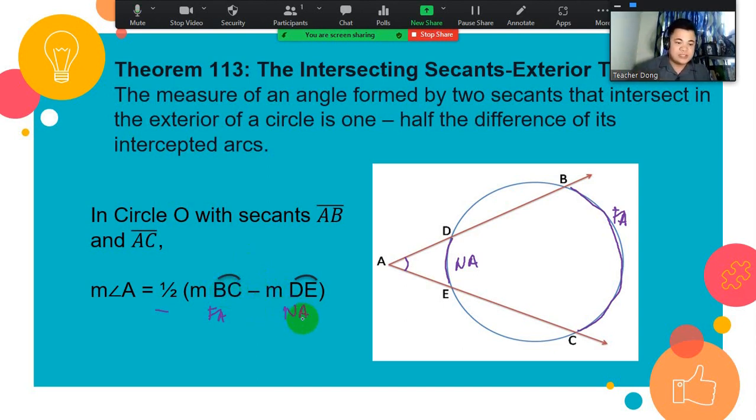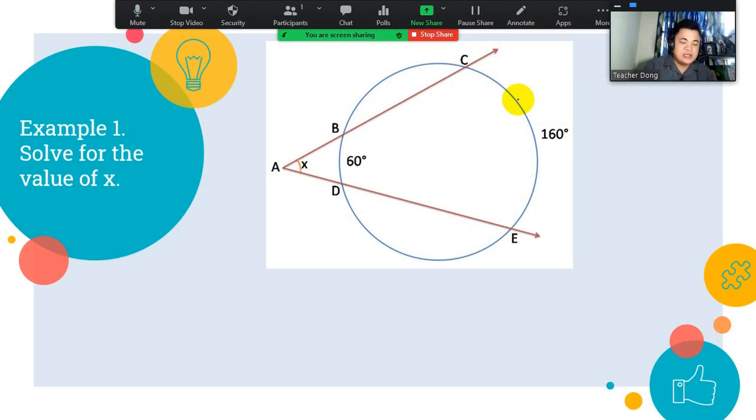Okay, that's it. Now, if you're going to ask me, are we only solving for angles? No. Sometimes you need to solve for the far arc or the near arc, so we will just be using the same formula or equation for that. Alright, so just remember Theorem 113, the intersecting secants exterior, that the angle is located at the exterior part or outside the circle.